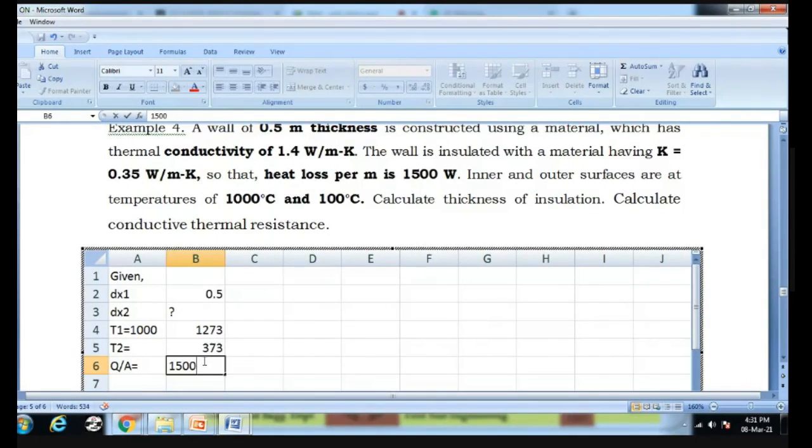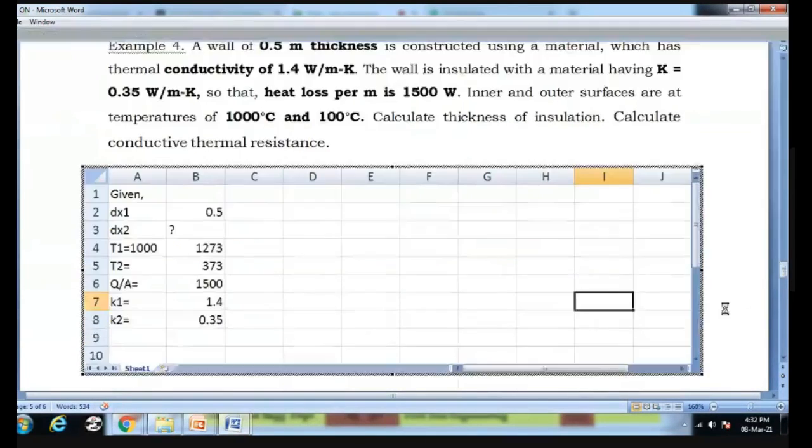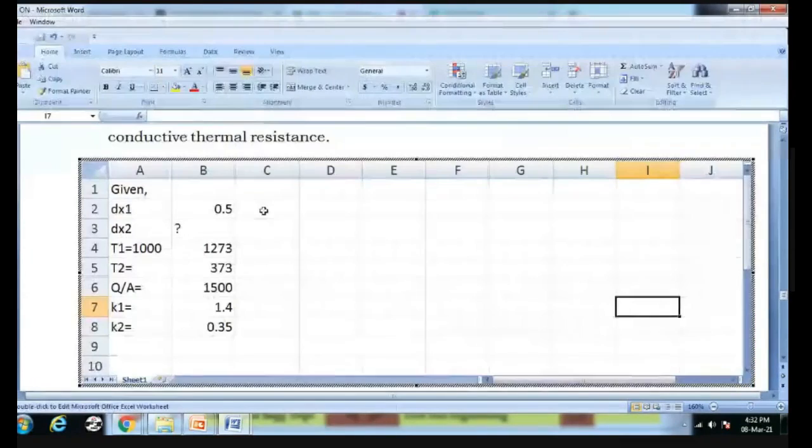We'll see when you put the equation whether you can decide what it is. Initially you just note down the given data. Fine. What else is remained? Thermal conductivity K1 for first wall is 1.4, and then for insulation K2 it is 0.35. Everything is with us now. Just go to your numerical. Okay, come.